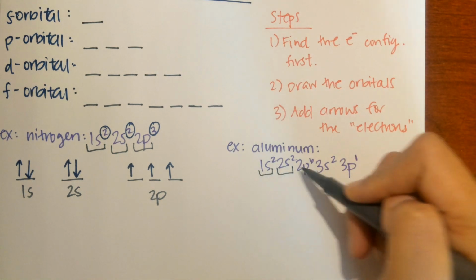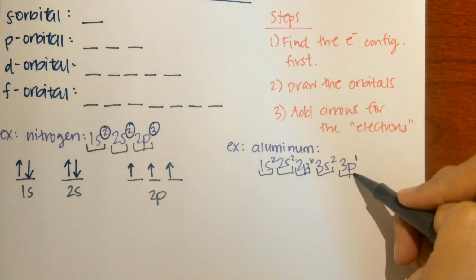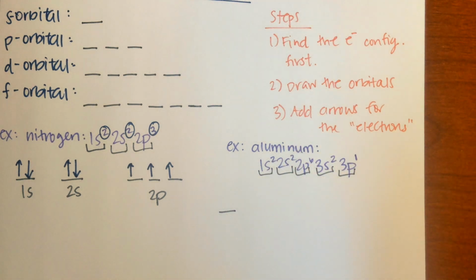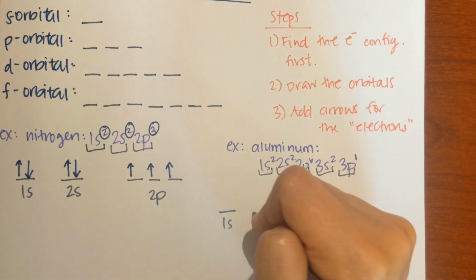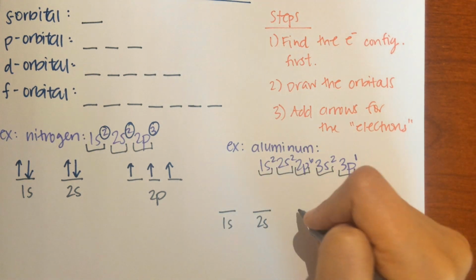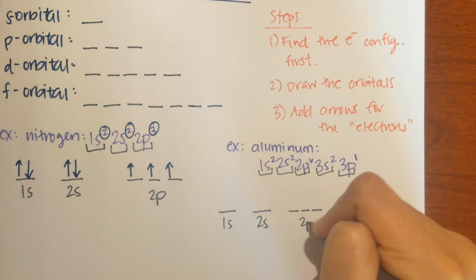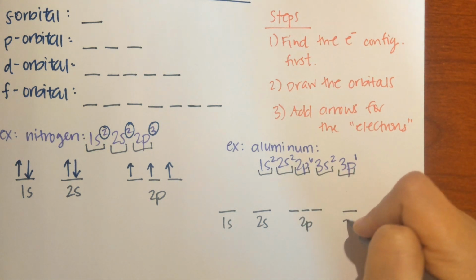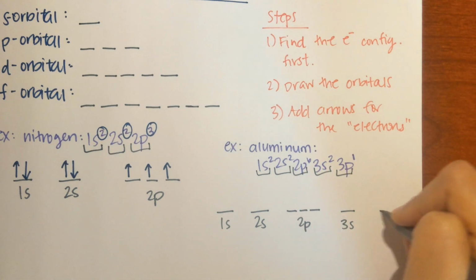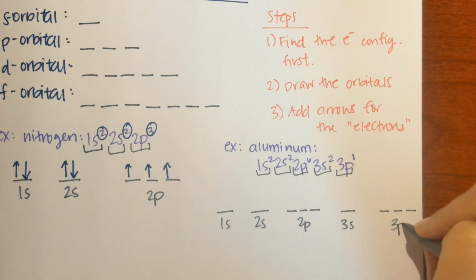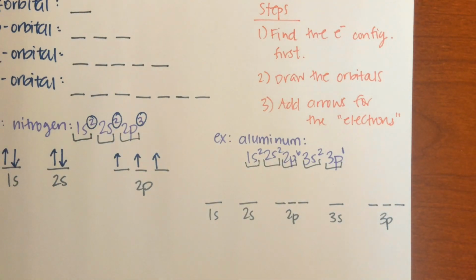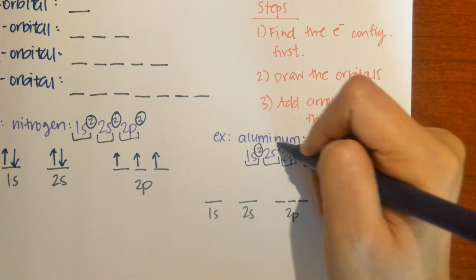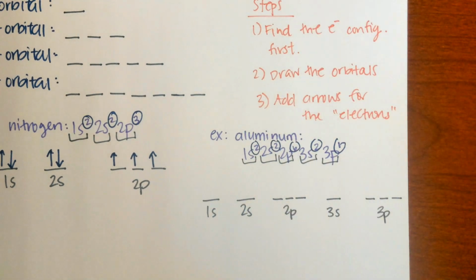It's a bit longer, but again, the same rules apply when drawing your orbitals. So for 1s2, I get 1 blank for 1s, 1 blank for 2s, 3 blanks for 2p, 1 blank for 3s, and then 3 blanks for 3p. And then again, you look at your exponents to figure out how many arrows you put down.